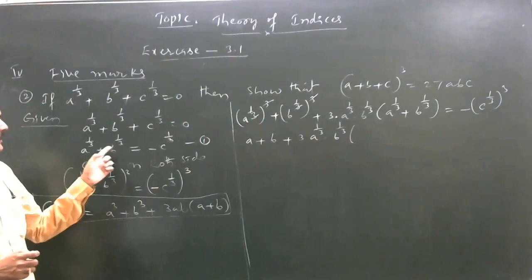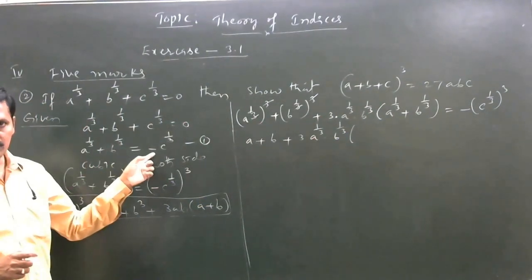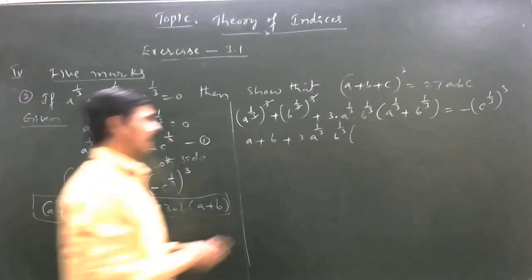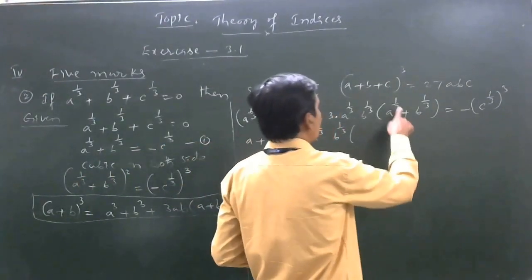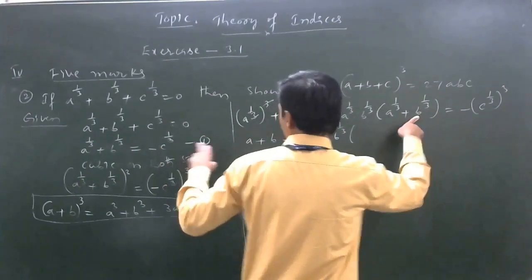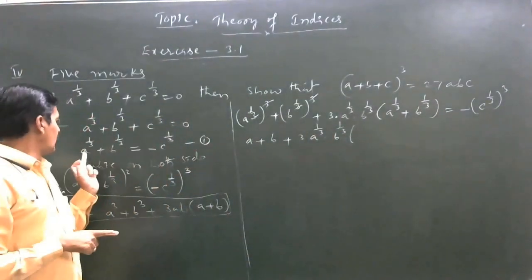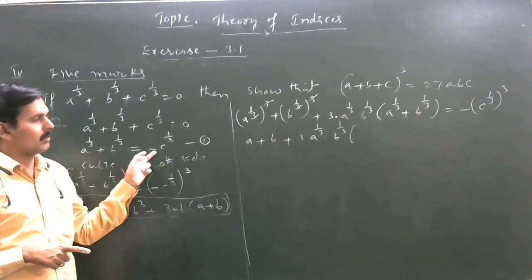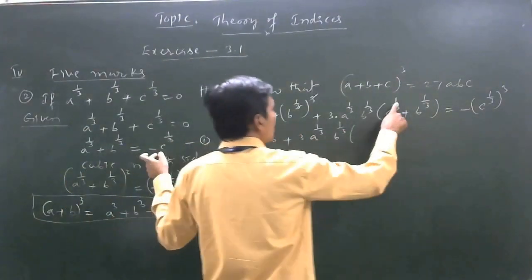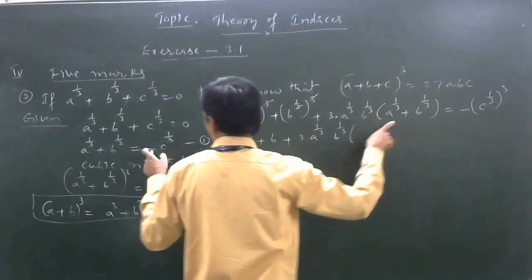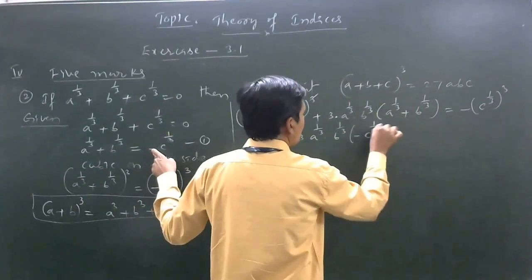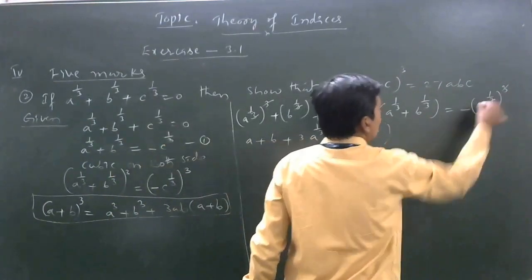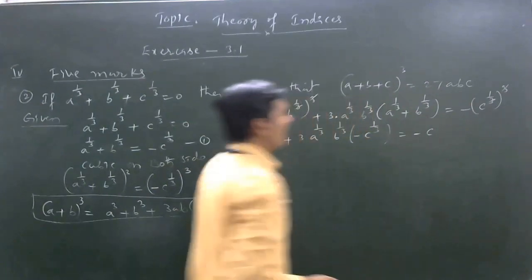A power 1 by 3 plus b power 1 by 3 is equal to minus c power 1 by 3. Here, in the place of a power 1 by 3 plus b power 1 by 3 from equation 1, we write minus c power 1 by 3. Here the 3's get cancelled, it is equal to minus c.